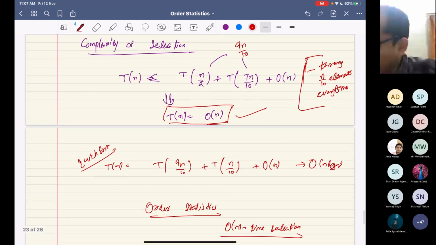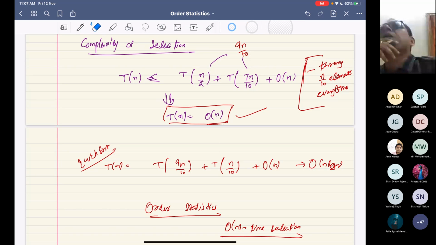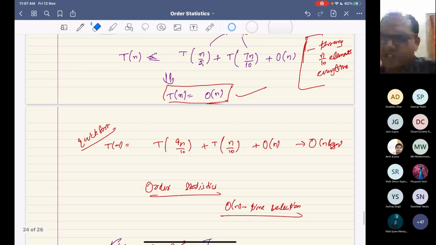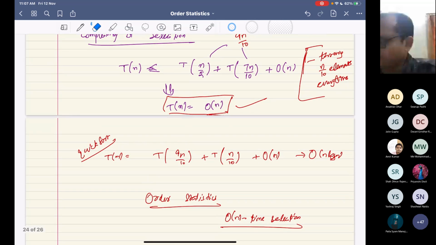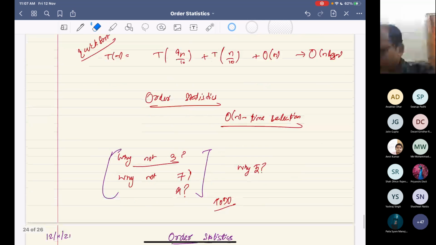Okay, sir. Because suppose T is a function of n, say n square, you cannot add these. You cannot say T of n plus T of n. Maybe they will be of the same order, but this will not be exact to just add. But it's a linear function, so yes, you can. So you're throwing away n by 10 elements every time.